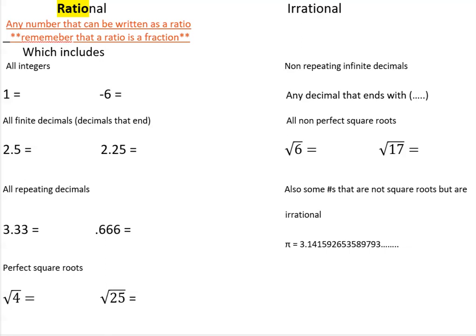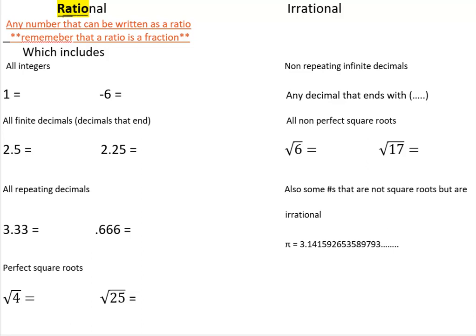Okay, let's talk about rational and irrational numbers. And I'm going to try to break this down as easily as possible. A rational number, notice here, you can see that the word ratio is underlined, right? The reason that's underlined is because it's any number that can be written as a ratio. And if you remember, a ratio is a fraction. So, a rational number is any number that can be written as a fraction.